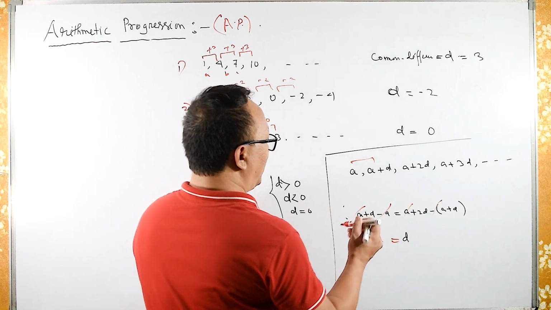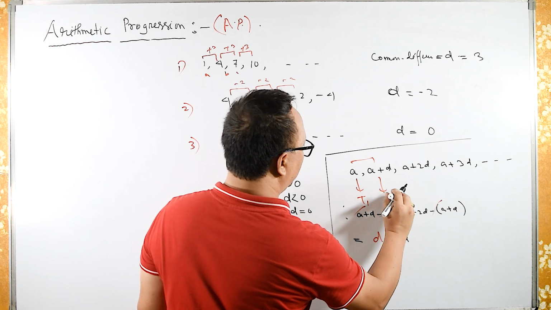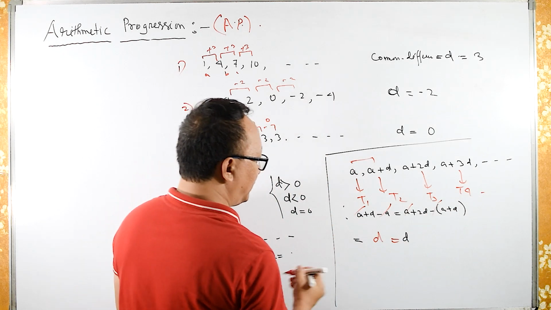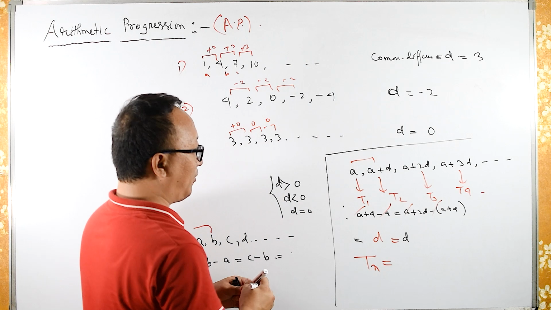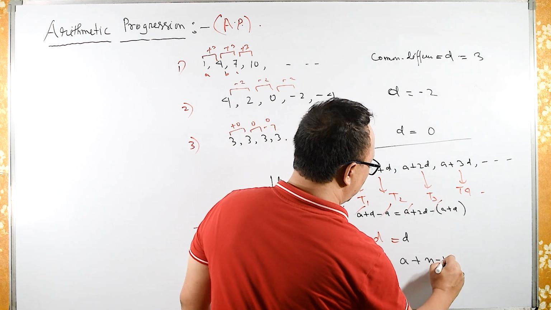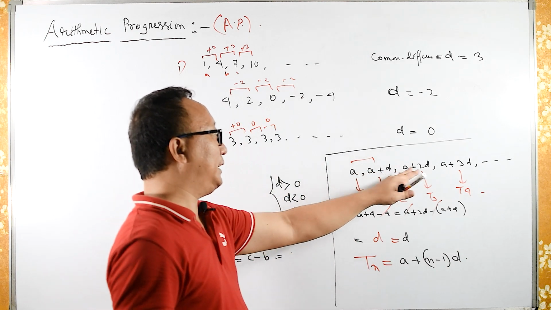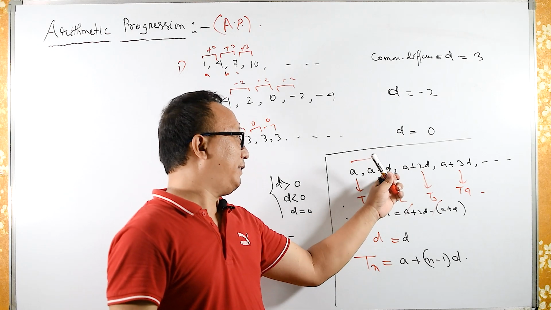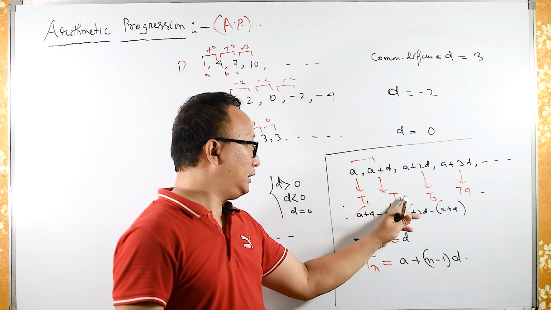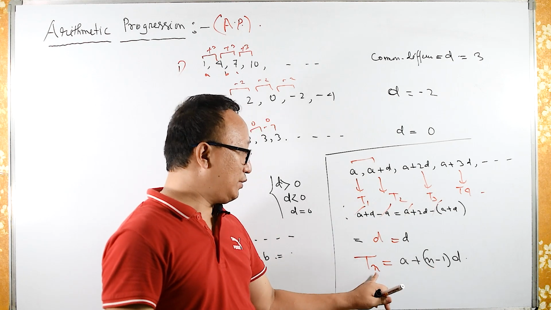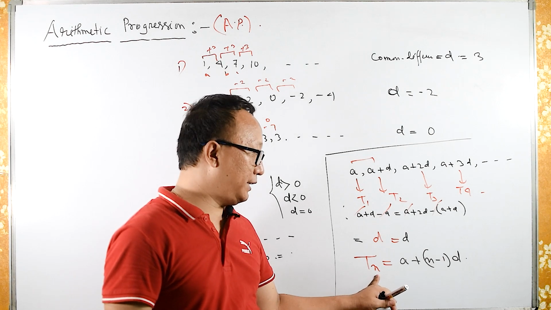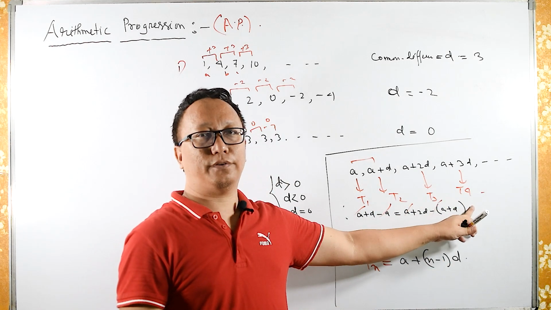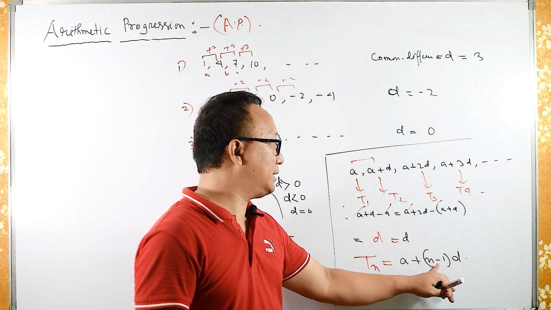Now let's call this T1, term 1, this T2, term 2, then T3 and T4, etc. If I want to find Tn, the general term, it will be A plus n minus 1 times the common difference. A is the first term. If you choose T2, then n is 2, so A plus 2 minus 1 is 1D. Similarly, for T4, when n equals 4, T4 equals A plus 3D.